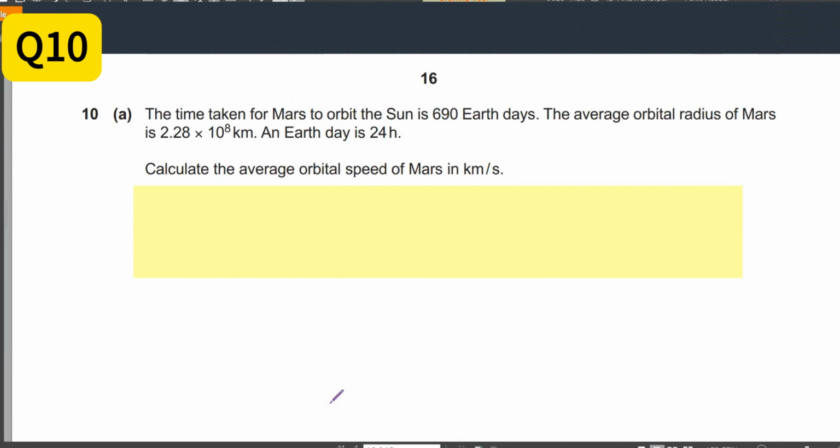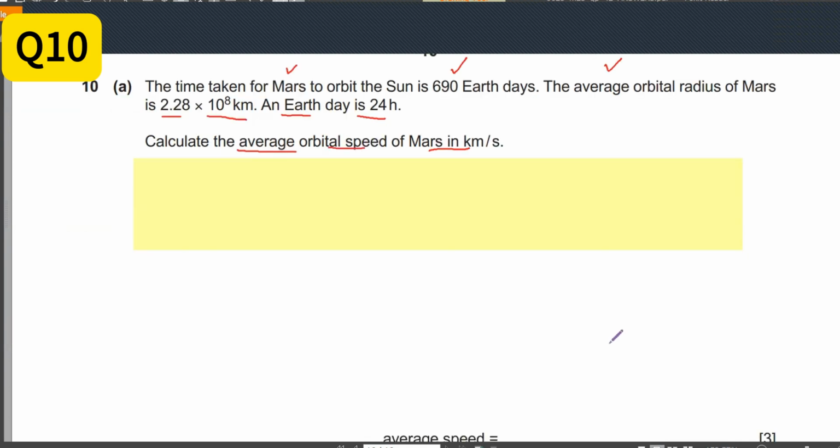This is the last question about space physics. The time taken for Mars to orbit the Sun is 690 Earth days. The average orbital radius of Mars is 2.28 times 10 to the power of 8 kilometers, and an Earth day is 24 hours. Calculate the average orbital speed of Mars in kilometers per second.